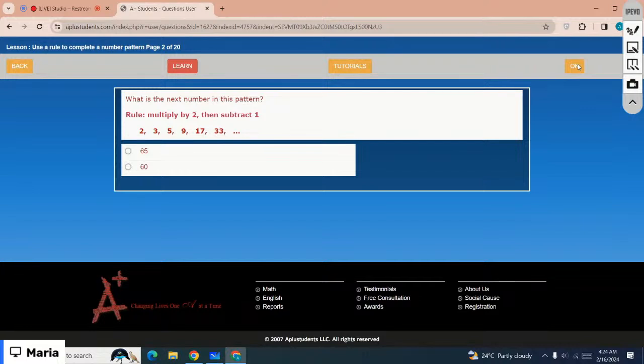65 it is. Basically, you have to follow the rule. The rule is multiply by 2, then subtract 1. So you have to multiply the last number by 2. 33 times 2 is 66, right? And 66 minus 1 is 65. DJ, you are too confused. I forgot your name, sorry. But you have to multiply the last number by 2, and then you have to subtract 1. So 33 times 2 is 66, and 66 minus 1 is 65. That means the missing number is 65. That is 65, right?